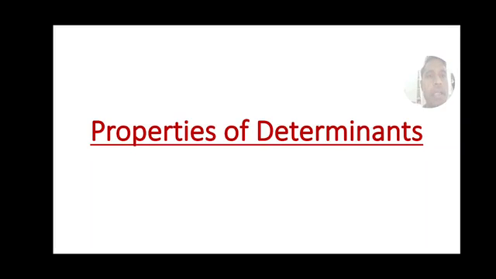Morning students. Today's topic is properties of determinants. This is the last topic of the matrices and determinants unit, second unit. In this class we are going to learn the properties of determinants and the problems.